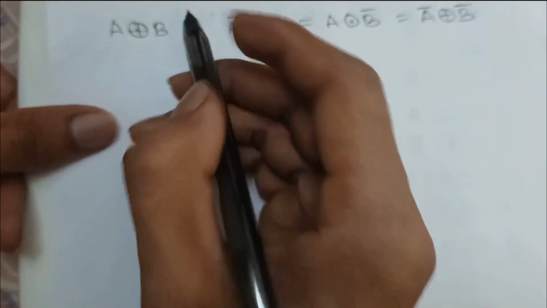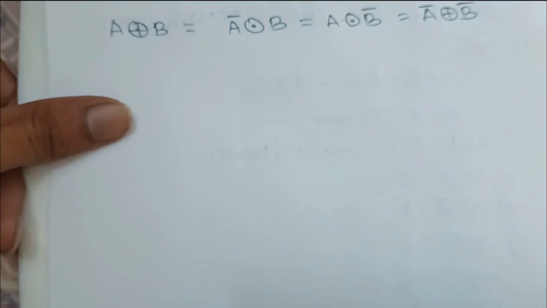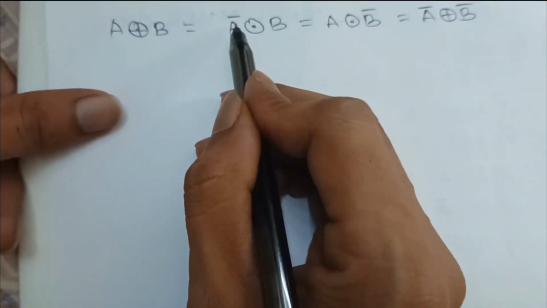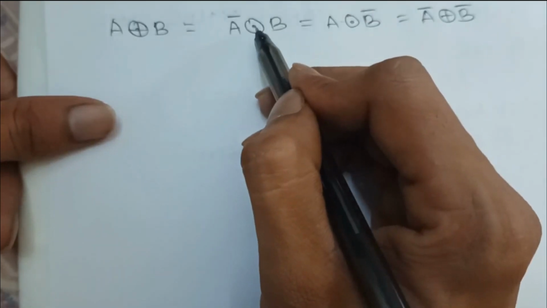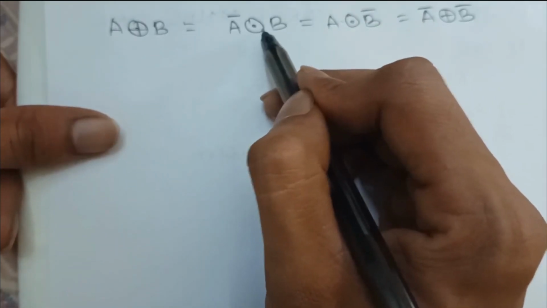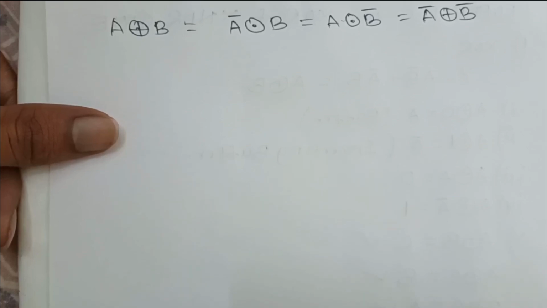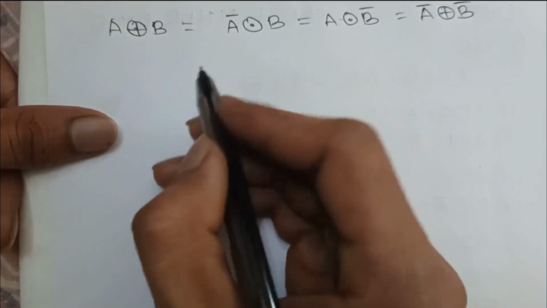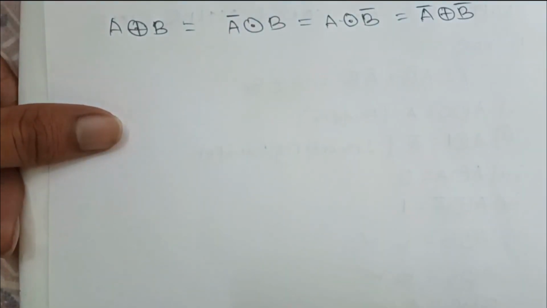If you take the complement of the whole equation, complement of any variable, then the symbol is going to be replaced: if it is XNOR, it is going to be replaced by XOR, and if it is XOR, it is going to be replaced by XNOR. This is the most important property that is used in many applications.